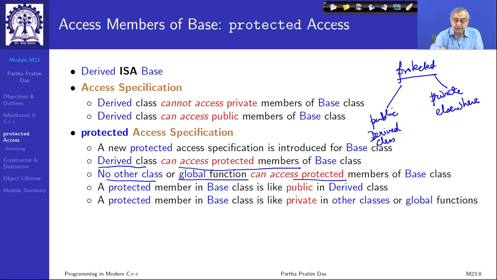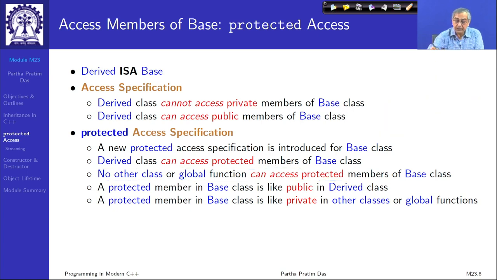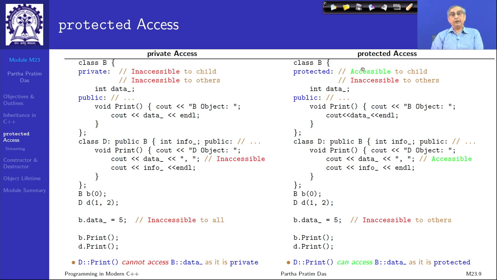Right? So, this is the basic understanding with which the protected access specifier will have to be looked at. So, let me start with an example. Let us think about private access. So, I have private access, I have a data in that, I have a public access, I have a print in that.